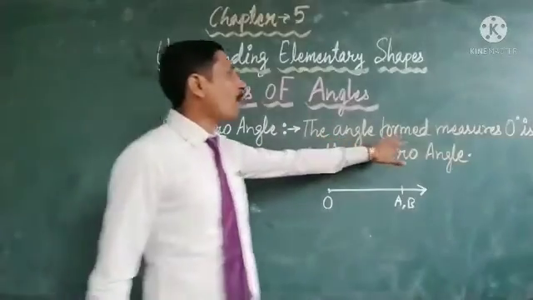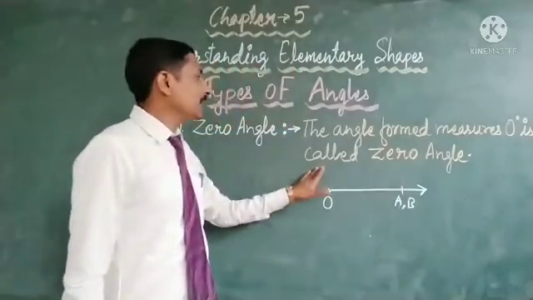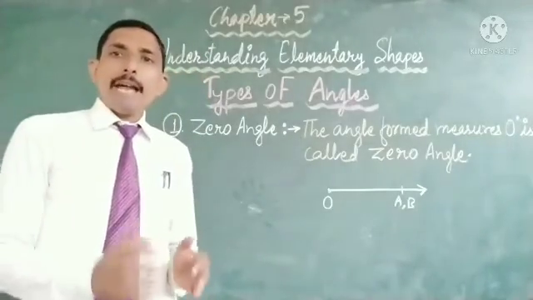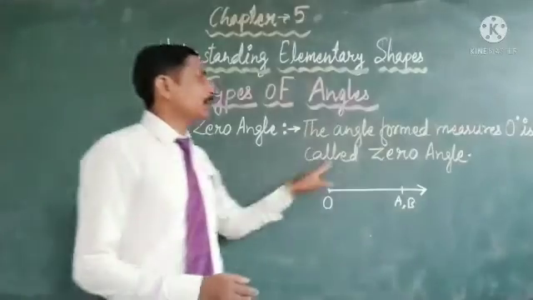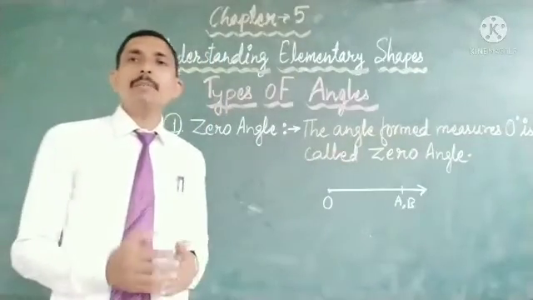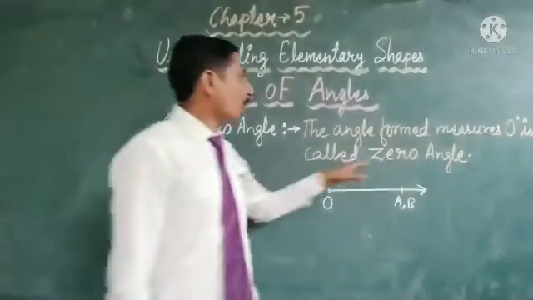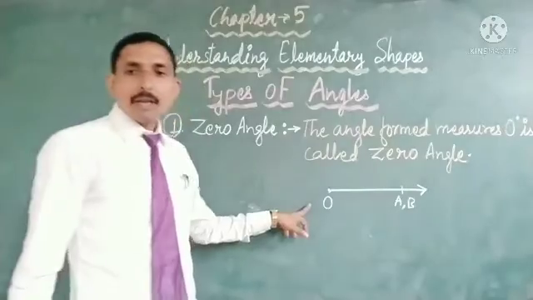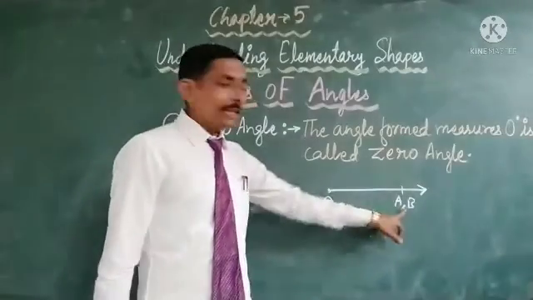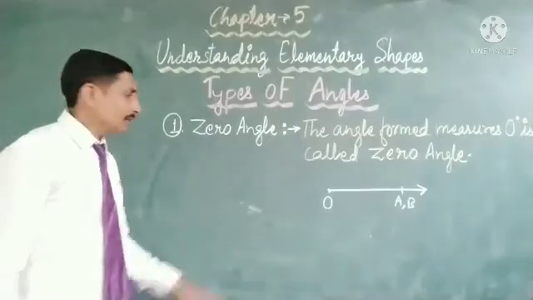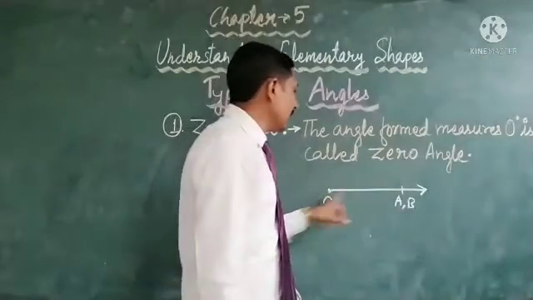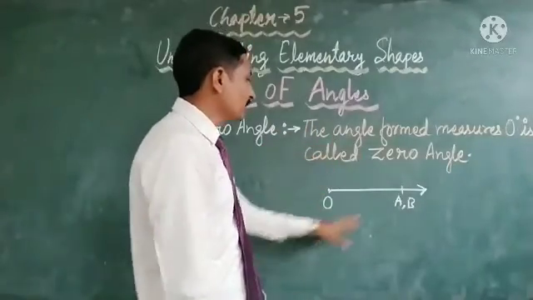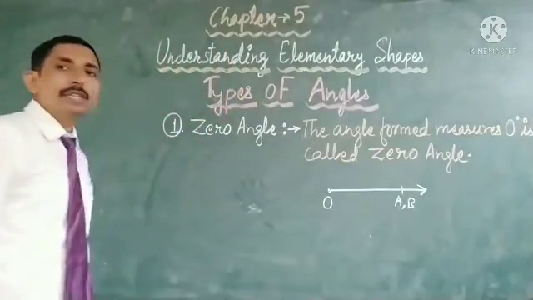The angle formed that measures 0 degree is called zero angle. The angle which is formed at 0 degree, or the angle whose measurement is 0 degree, is called zero angle. And you see in the figure, the ray OB is in initial position, so the angle formed measures 0 degree. So this is the figure of zero angle.